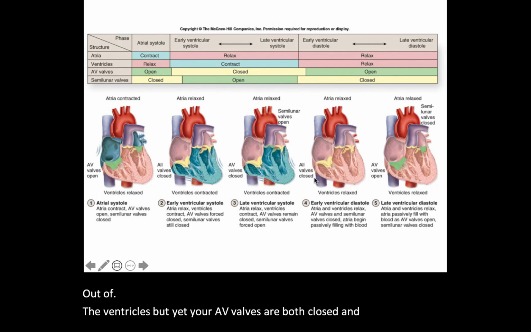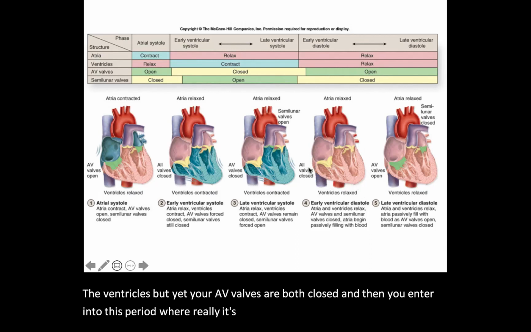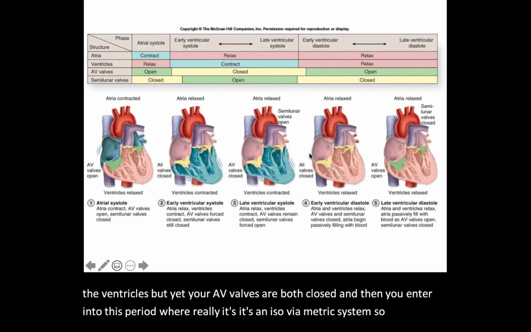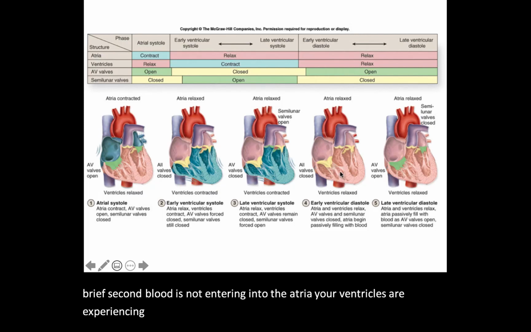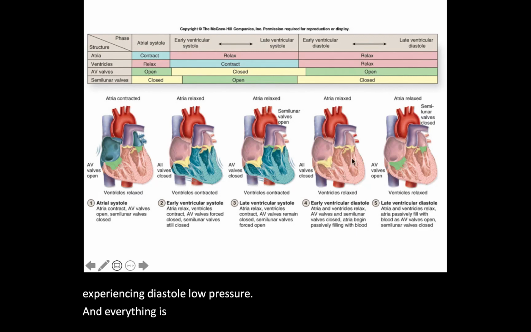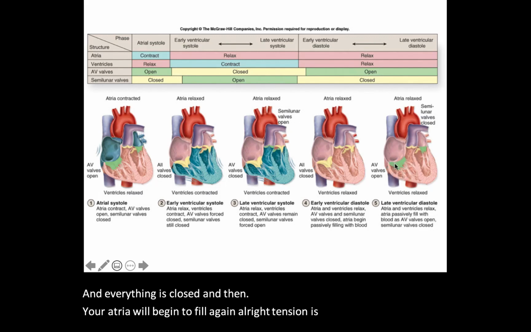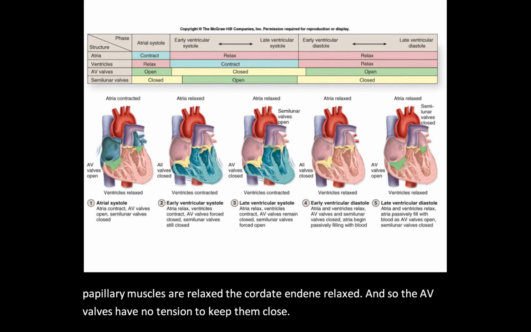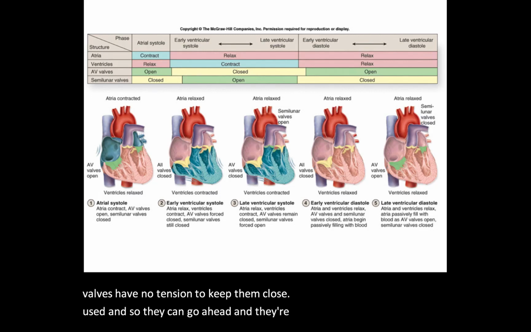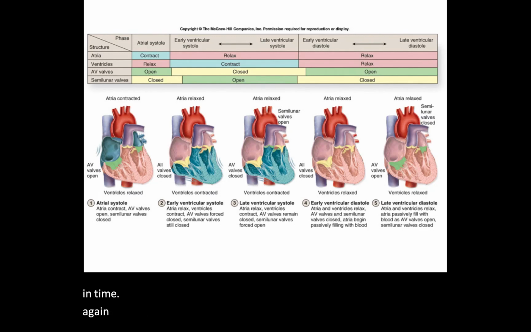And then you enter into this period where really it's an isovolumetric phase. So for a brief second, blood is not entering into the atria. Your ventricles are experiencing diastole, low pressure, and everything is closed. And then your atria will begin to fill again. Tension is now off of the AV valves, meaning the ventricles are relaxed, the papillary muscles are relaxed, the chordae tendineae are relaxed, and so the AV valves have no tension to keep them closed, and so they're considered open at that point in time. Again, great summary table of what we see happening here.